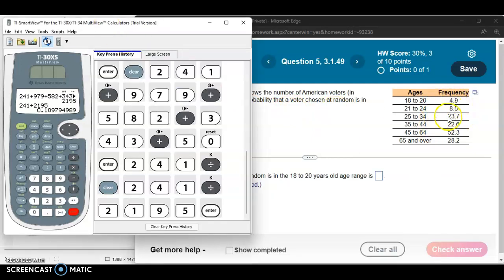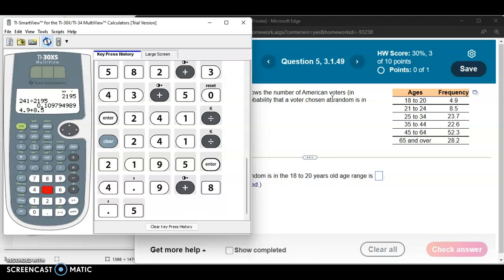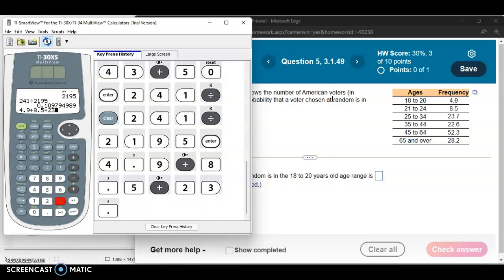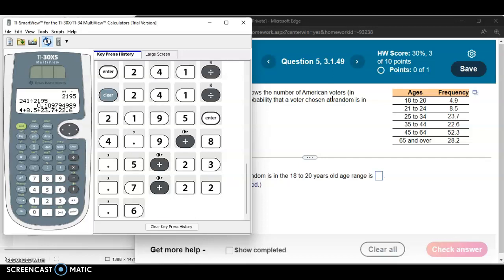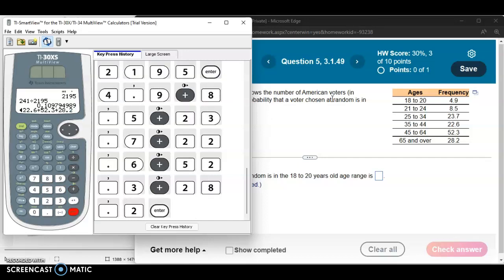To get the total, we have to add up all the numbers in the frequency column. So 4.9 plus 8.5 plus 23.7 plus 22.6 plus 52.3 plus 28.2. There are 140.2 million voters altogether.